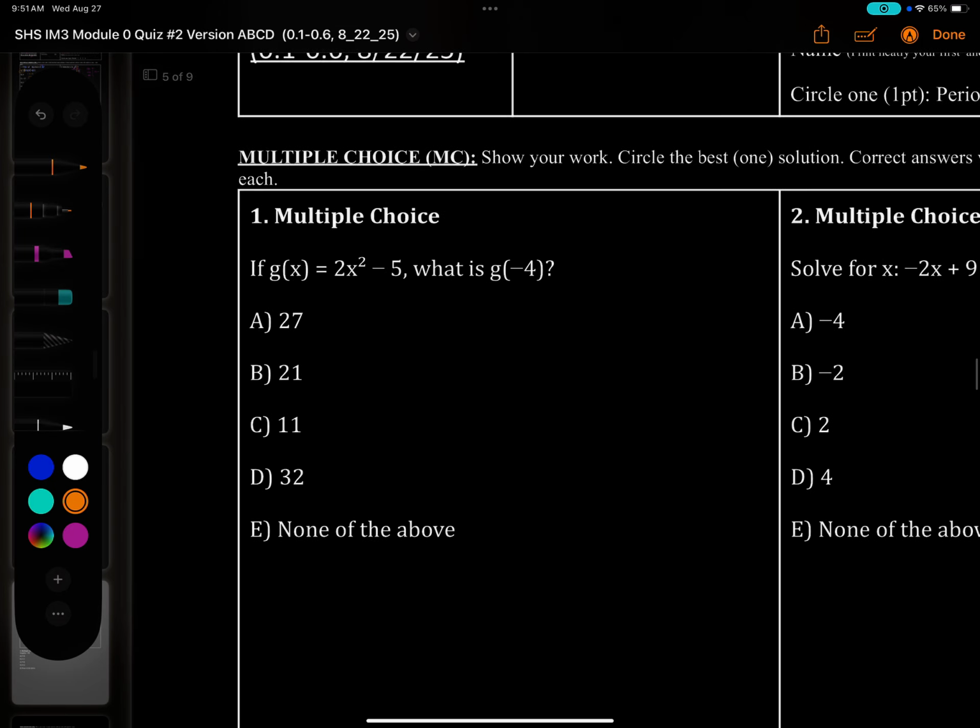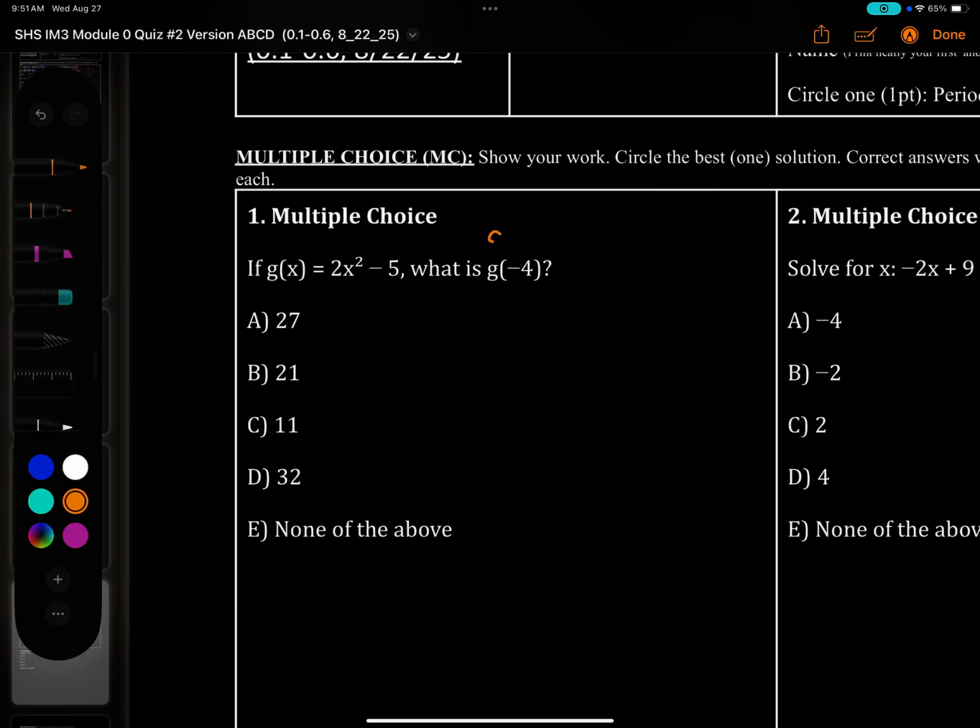Show all your work or answers. The key to this problem is inside the parentheses. X equals -4, so every x value is going to become -4.